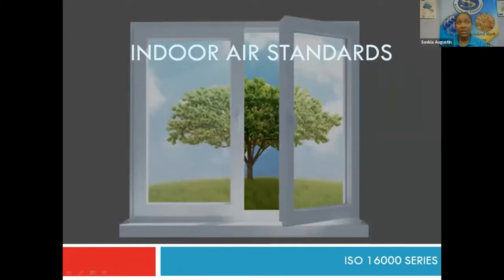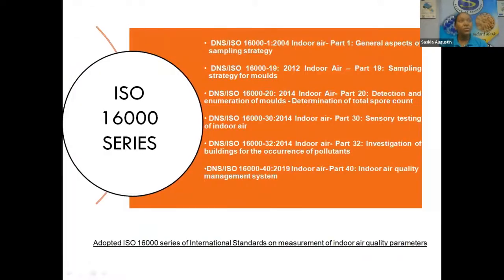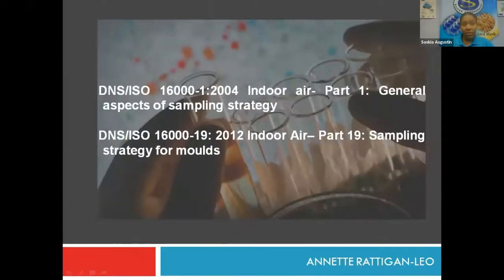The first set is the indoor air standards, and there is the ISO 16000 series. So these are just some of the standards that are included in the ISO 16000 series, and those are the ones that were adopted by our environmental committee. So the first one we will be looking at is part 1, that is the indoor air quality, general aspects of sampling strategy. And with that, we have our next presenter.